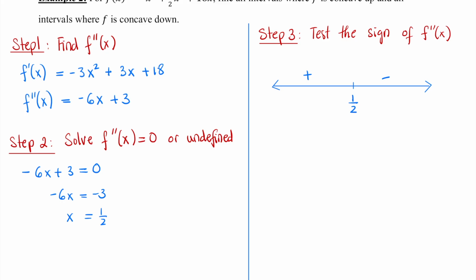So the second derivative is positive in this region. That means the function is concave up in this region. And the second derivative is negative in this region. That means the function is concave down in this region.